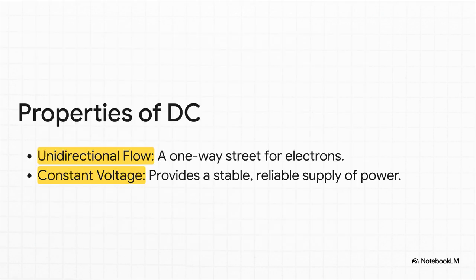So, these two properties really define what DC is good for. The one-way flow is straightforward, but it's that constant voltage that's the real key. It provides the stable, totally predictable supply of power, and that is absolutely essential for the sensitive microchips inside our electronics. Any little fluctuation could cause a total system crash or even damage the hardware.